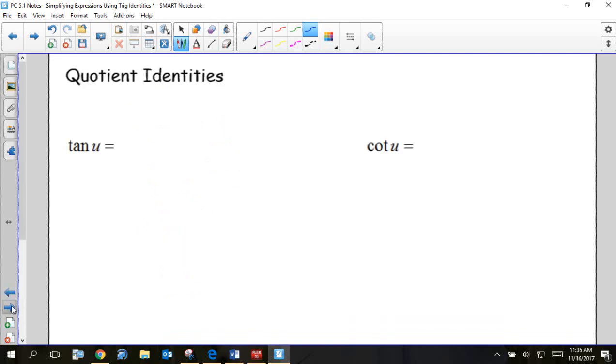Okay, next section is quotient identities, and the word quotient means divide. So you should know that tangent is what over what? Y over x. And y is the same thing as sine, and cosine is x. So tangent u is the same thing as sine u over cosine u.